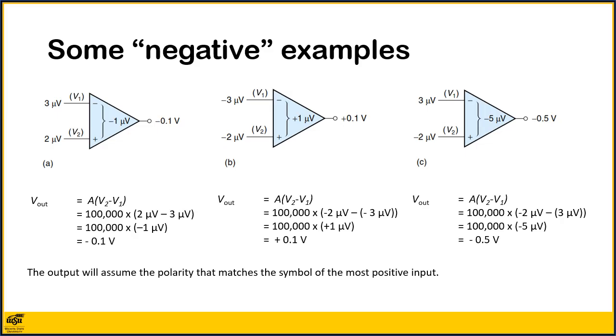Another way to determine the output polarity is to use the following rule. The output will assume the polarity that matches the symbol of the most positive input. In the case of figure A, the negative input has the largest positive value, so the output is negative. All the amplifier circuits discussed so far are called open loop because they operate at open loop gain. As we will see, this is not the typical application of an op-amp. We are doing it here because it simplifies the discussion on how the differential inputs work.